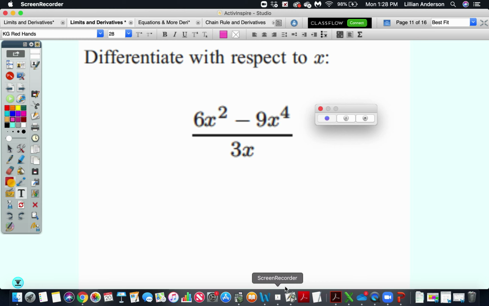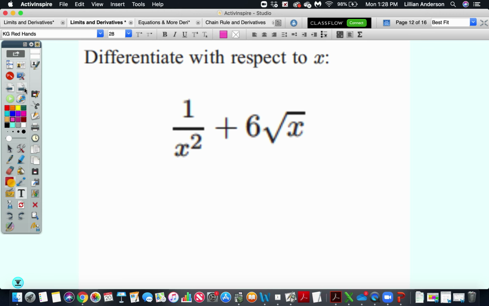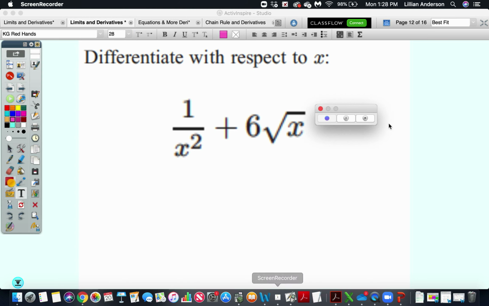Here's the next one. Your hint: simplify before you take the derivative. And when you simplified, you should have gotten 2x minus 3x to the third, because remember, your laws of exponents says that when you divide with the same base, you subtract the exponents. So then the derivative should have been 2 minus 9x squared. Pause the video so you can try this one.